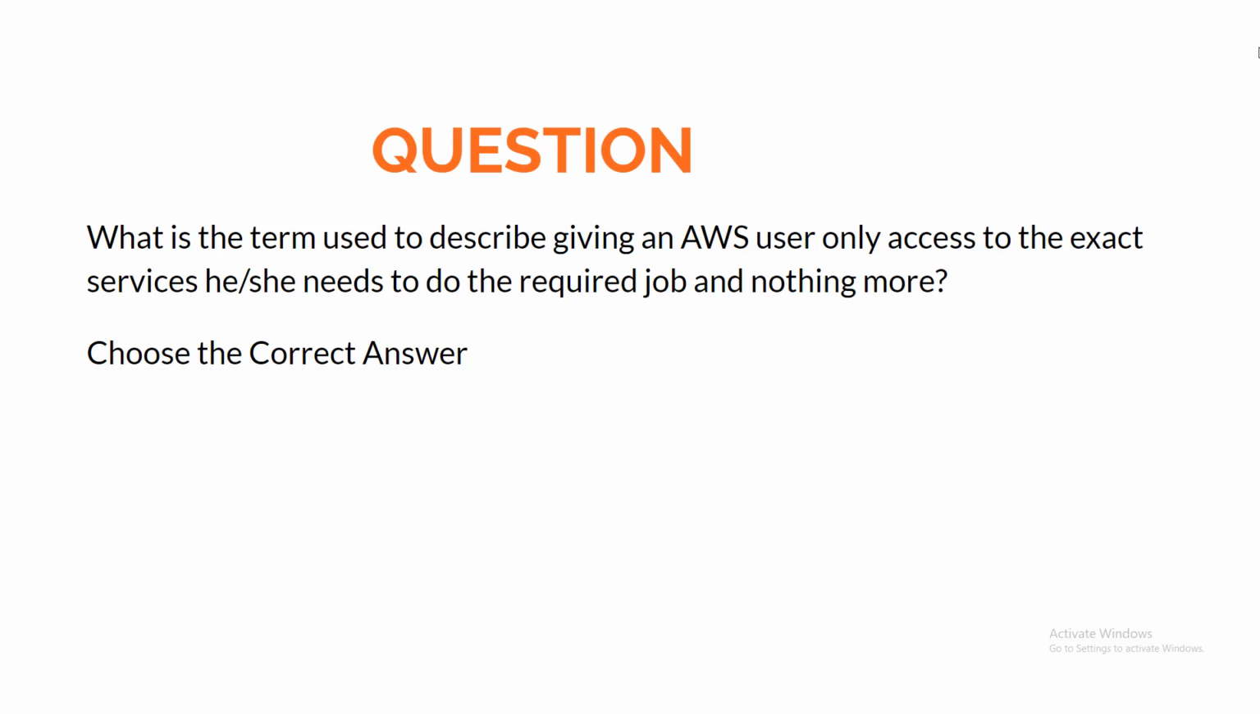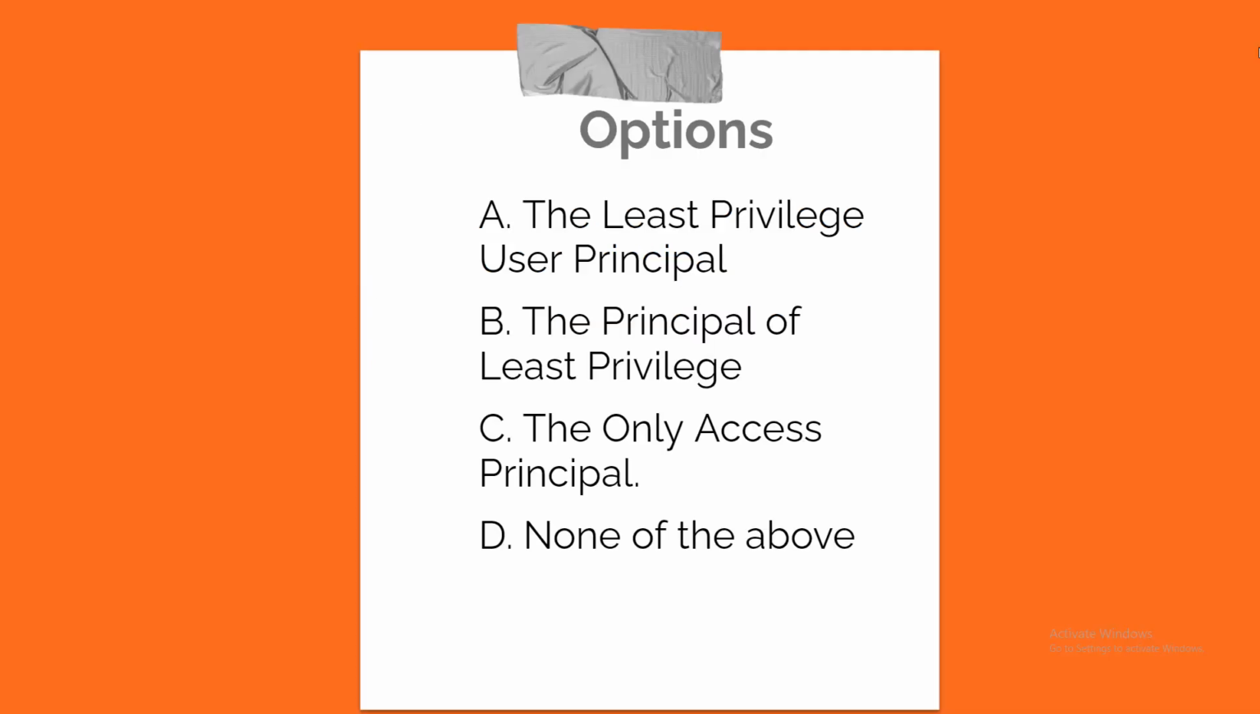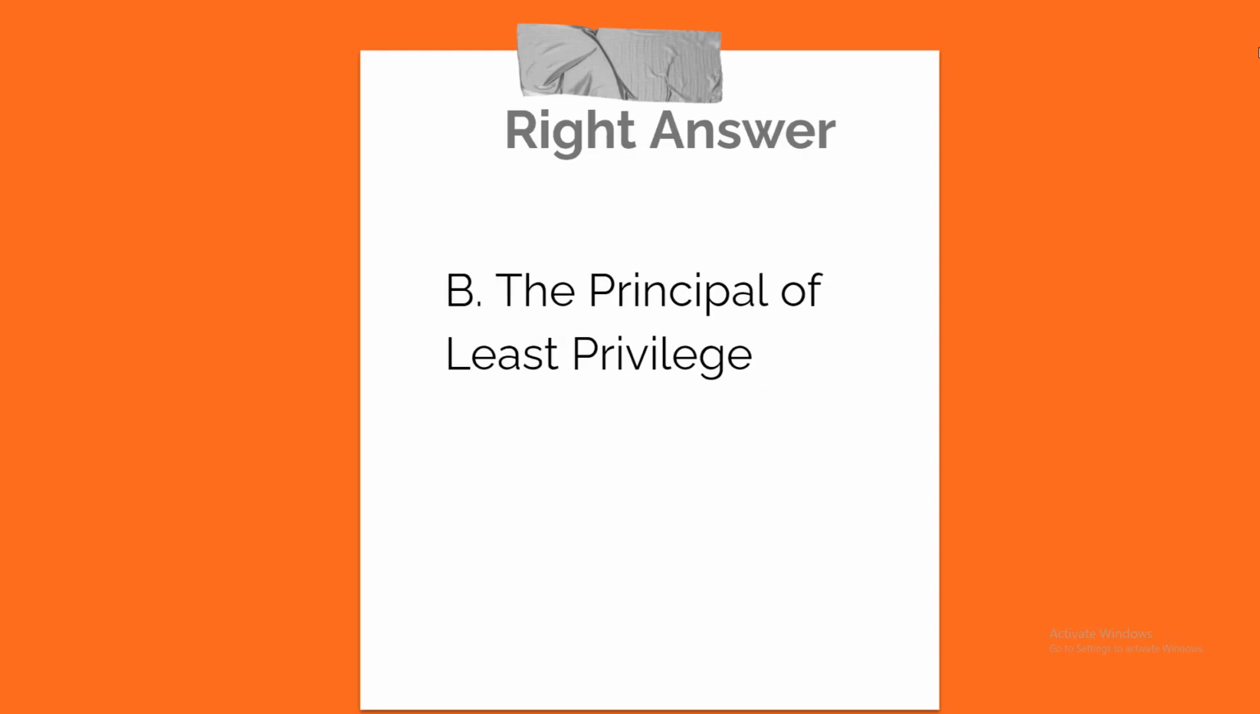Question: what is the term used to describe giving an AWS user only access to the exact services he/she needs to do the required job and nothing more? Choose the correct answer. A. The least privilege user principle. B. The principle of least privilege. C. The only access principle. D. None of the above. Answer: B. The principle of least privilege.